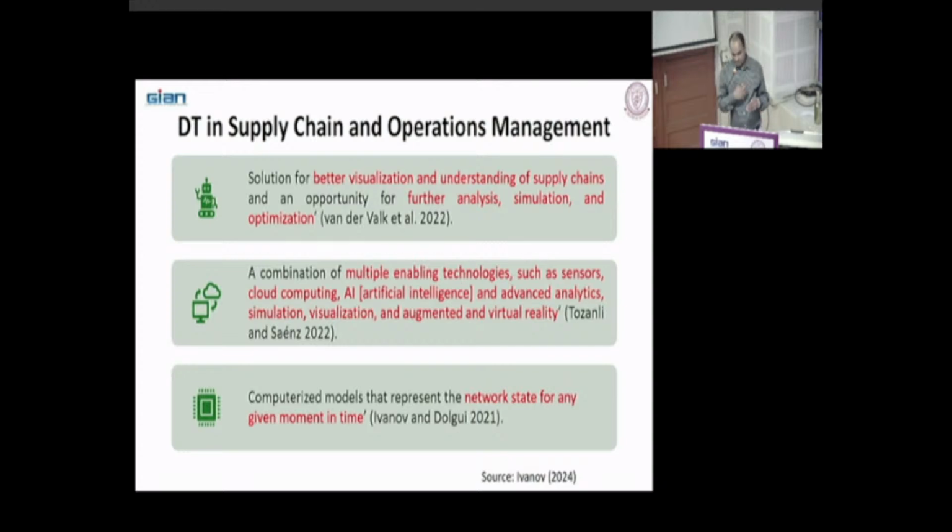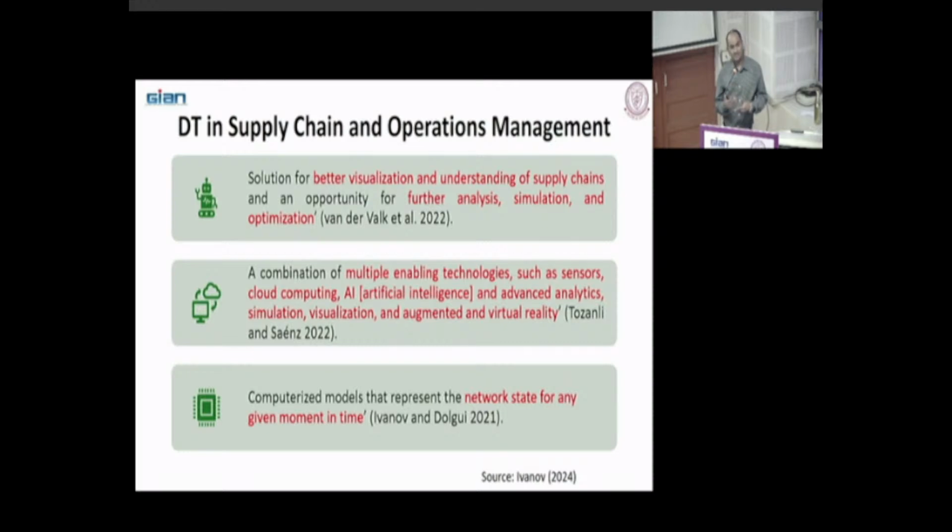Because you need to collect the data. Once you collect that data, you need to store that data somewhere. After that, you need to analyze that data with the help of artificial intelligence, machine learning algorithms, and all those things. Then after that analysis, you need to provide some recommendations to the physical world, and then they will take the actions based on your recommendations.